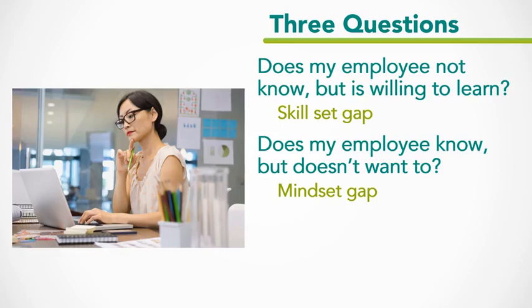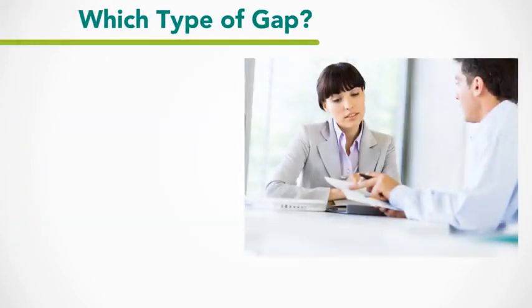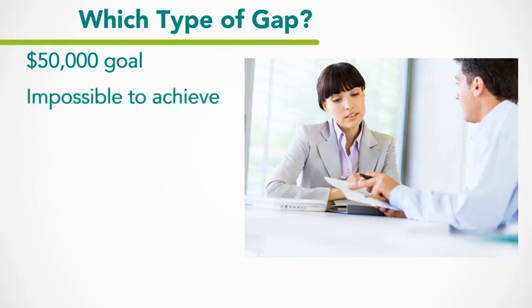And the last question is, does my employee not know what to do and they have no interest in learning? So that could be someone who has never achieved $50,000 in revenue, and when you talk to them about hitting a goal of $50,000 in revenue, they look at you like, no way am I going to ever be able to do that. That's impossible. I can't achieve a goal like that. So now we're dealing with skill set and mindset. So those are your 3 questions.